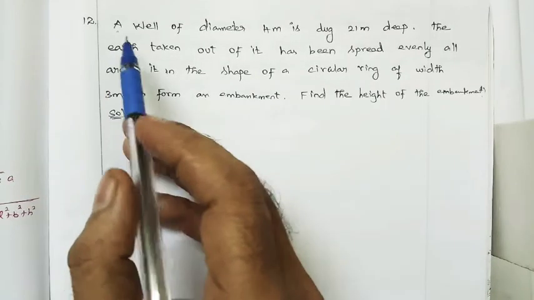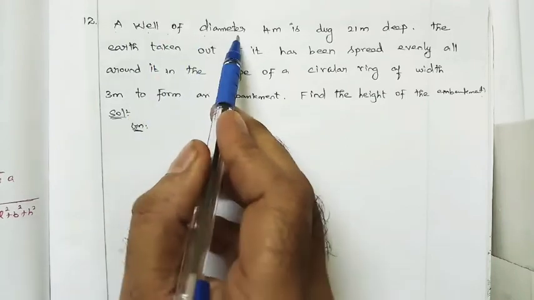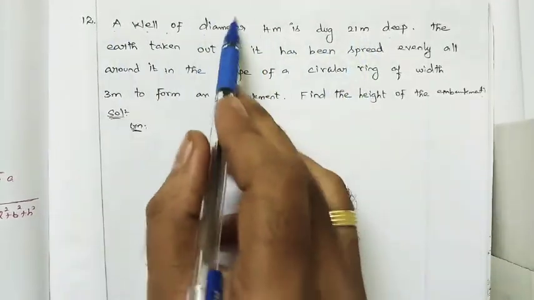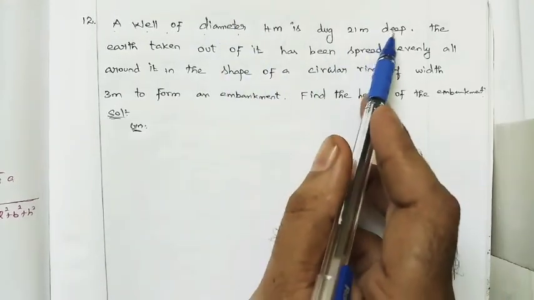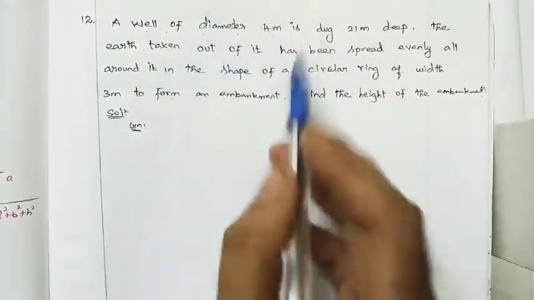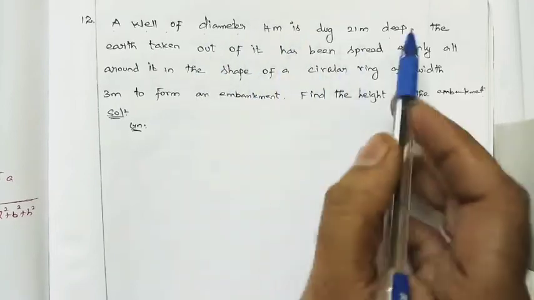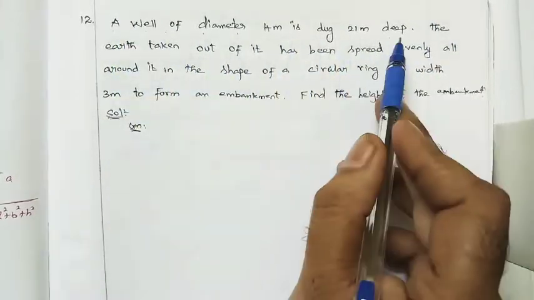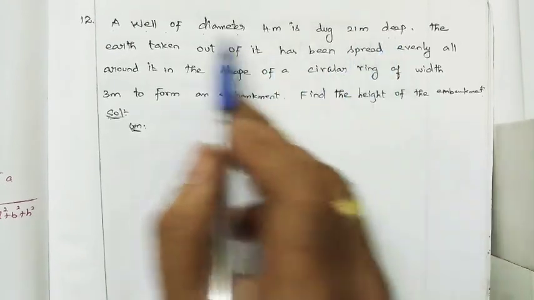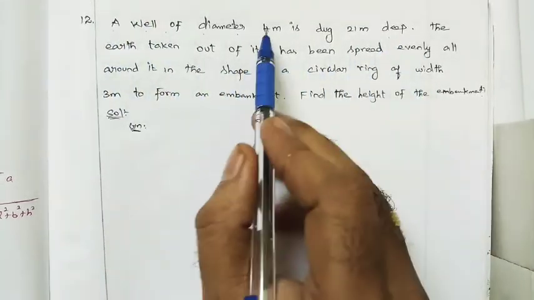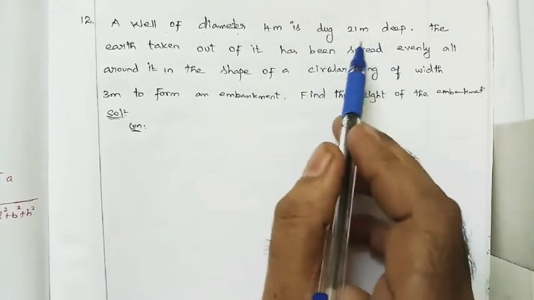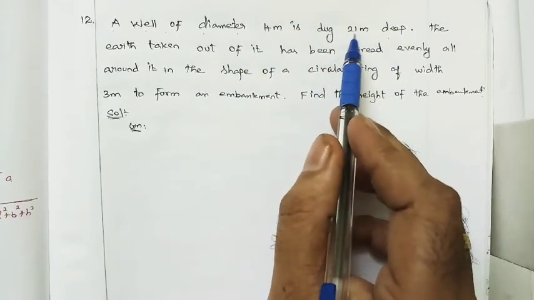First we will read the question. A well of diameter 4 meter is dug 21 meter deep. Diameter is nothing but the diameter of the well, and deep is nothing but the height of the well, right? So what is the shape of the well? The shape of the well is nothing but a cylinder. Diameter is 4 meter, and deep is nothing but the height of the well, 21 meter, right?